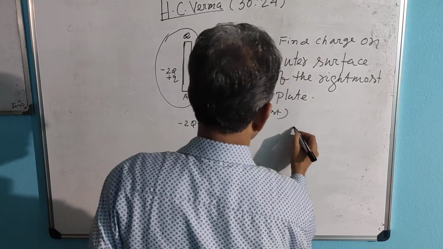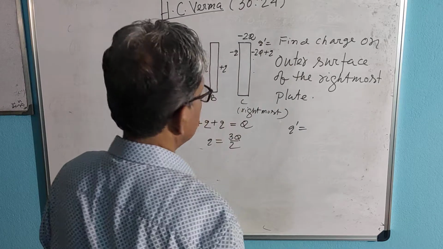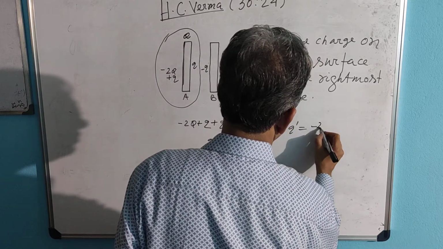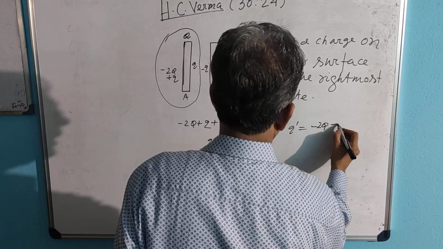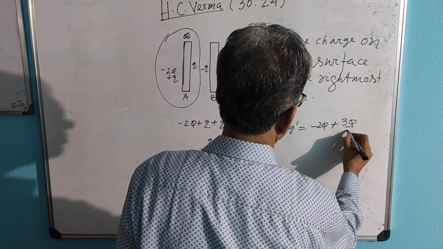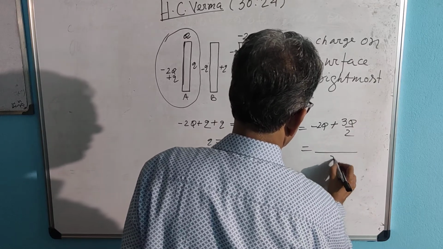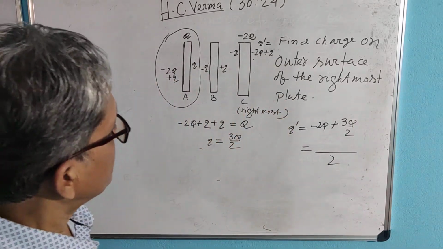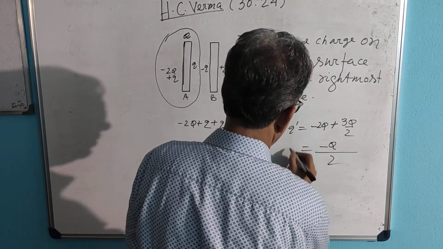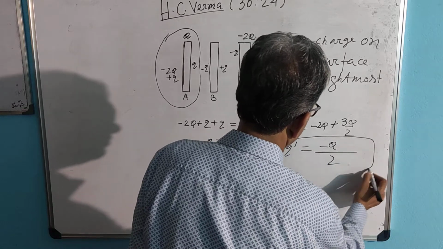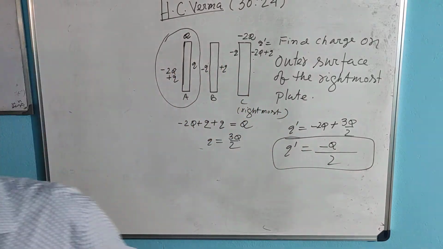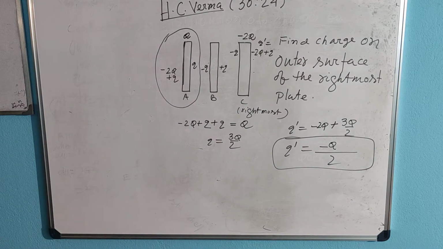Suppose this is Q dash, then what will be the value of Q dash? Minus 2Q plus the value of Q, 3Q by 2. What will ultimately come out? Minus 4Q plus 3Q, minus. That is my answer. Okay. You can easily reach the answer by applying this principle.